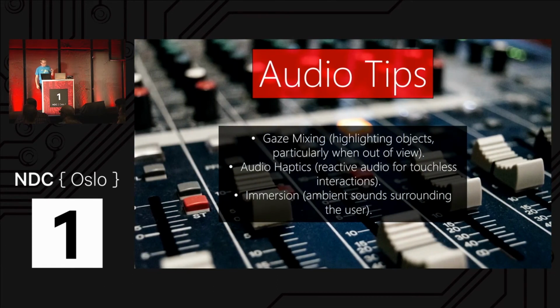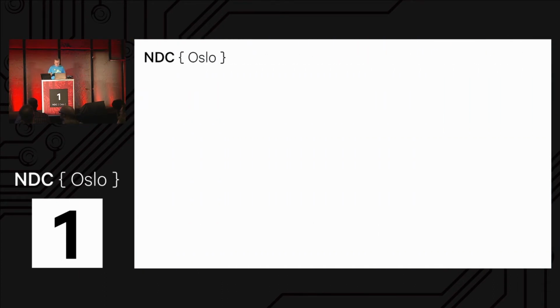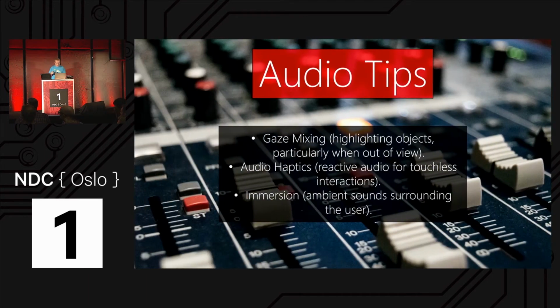Audio tips. Use gaze mixing, which means highlight objects. When you look at objects, give them a sound. It's nice. We don't have haptic feedback, so if you look at something and make it go boom, people kind of know, oh, I actually am looking at it. Just some sort of feedback. Audio haptics is what I just said.